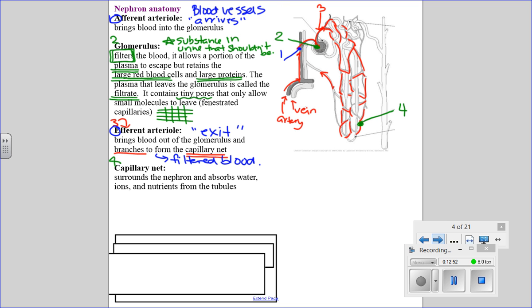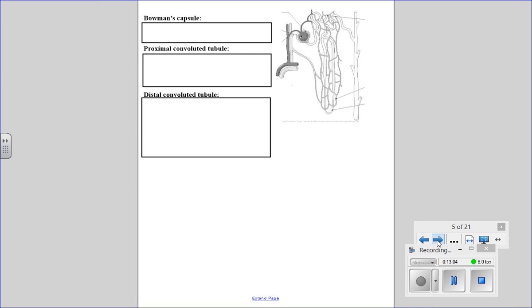So then we're going to talk about the other structures on this diagram that are kind of between all of the blood vessels, which are the actual structures of the nephron. So we're still on the same diagram, and we're going to talk about now where the filtrate goes. So what we're going to talk about next highlights the path of the filtrate, which is essentially the urine that you are going to produce.